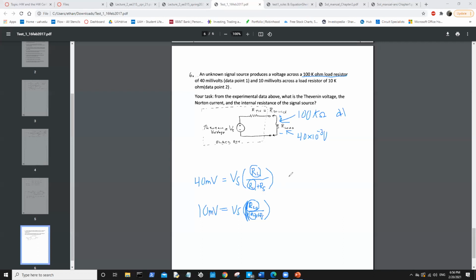Ohm's law. Yeah, that's right. So our source is our R Thevenin, the internal resistance. R Thevenin is the source. So we solve for the Thevenin voltage, the source, and then as you said, Ohm's law yields us the Norton current. Exactly. Yes.